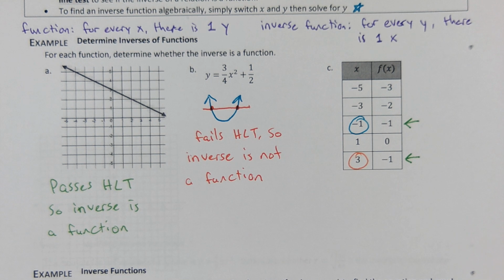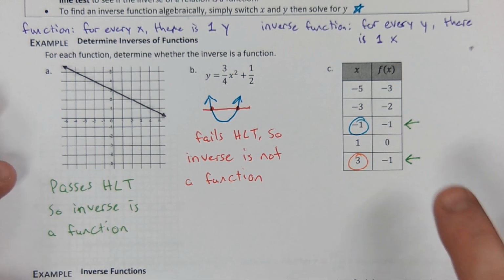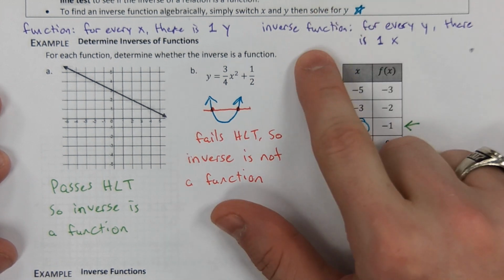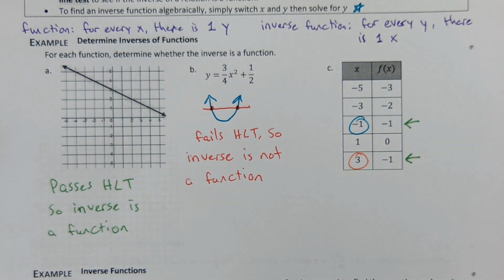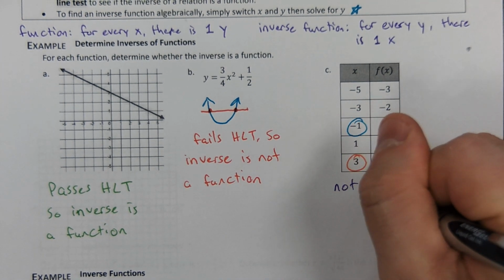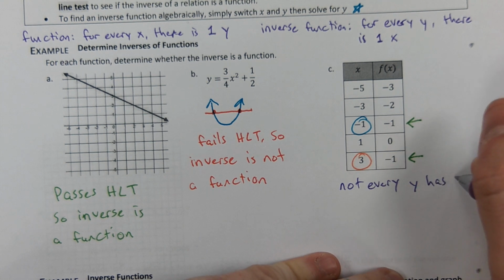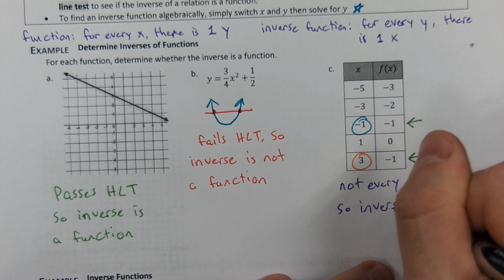So for every y, do I have exactly one x? Nope. For this y, I have two different x's. So because this y has two different x's, it is going to break the definition of an inverse function. Not every y has exactly one x. So the inverse is not a function.